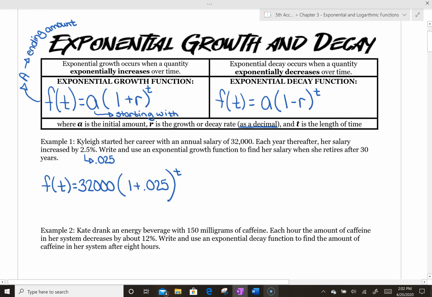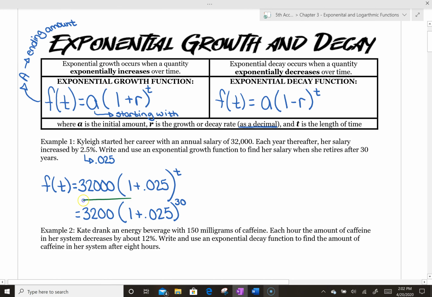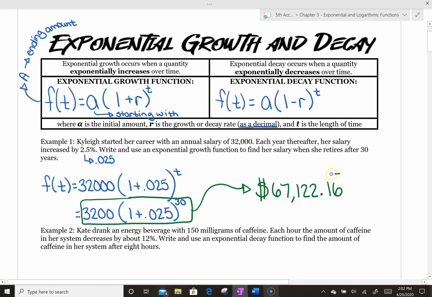So now let's actually go plug in 30. And then all you have to do is type this into your calculator and get your final answer. So you should have $67,122.16.